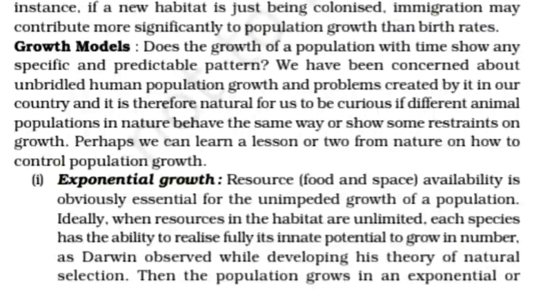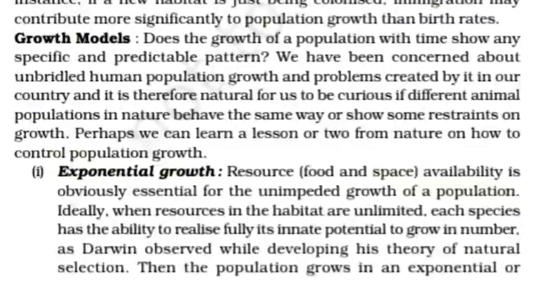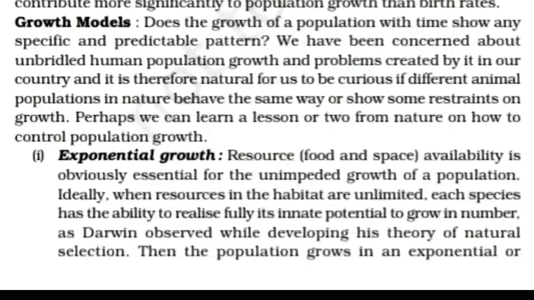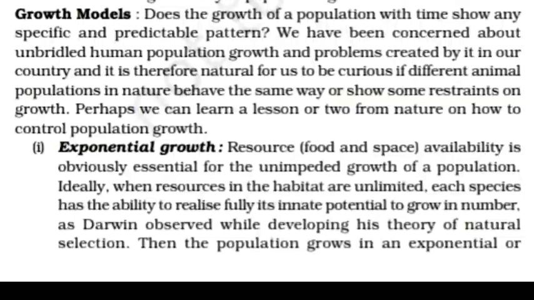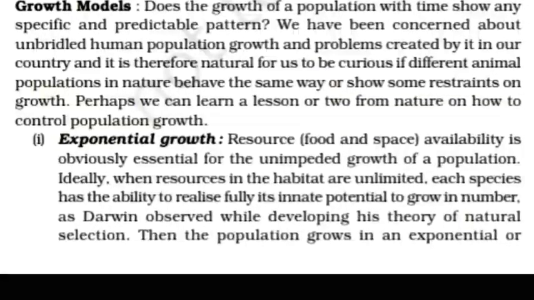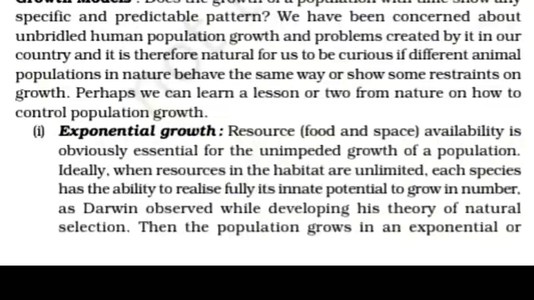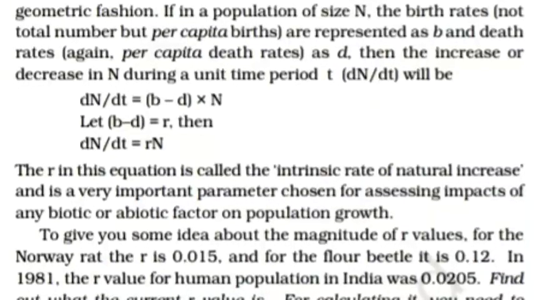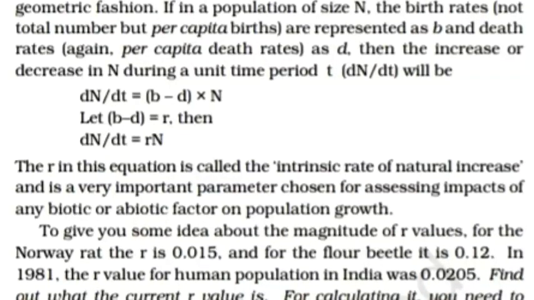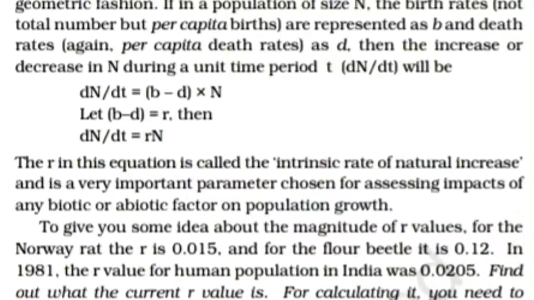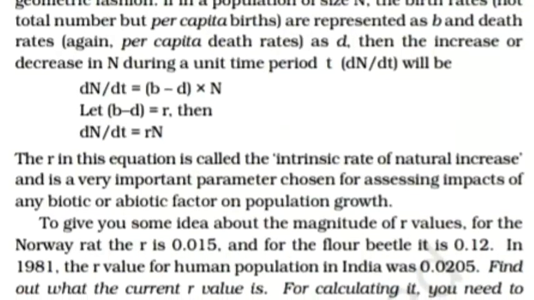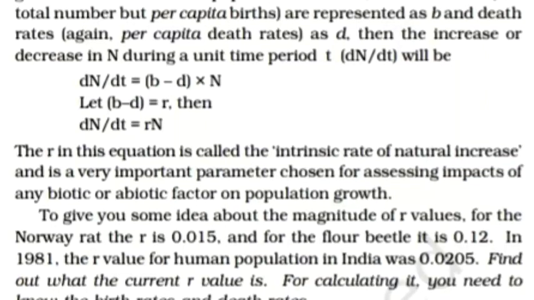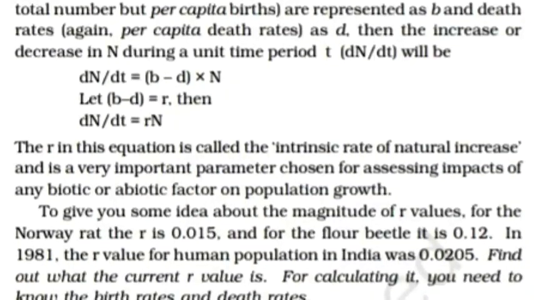1. Exponential growth. Resource, food and space availability is obviously essential for unimpeded growth of a population. Ideally, when resources in habitats are unlimited, each species has the ability to realize fully its innate potential to grow in number, as Darwin observed while developing his theory of natural selection. Then the population growth is in an exponential or geometric fashion. If in a population of size N, the birth rate, not total number but per capita birth, is represented as b, and death rate, again per capita death rate, as d, then the increase or decrease in N during a unit time period t, dN by dt, will be dN by dt equals b minus d into capital N.